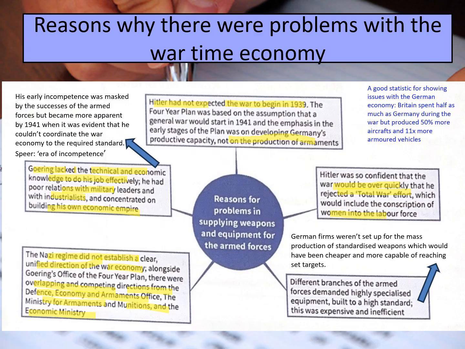Linked to that, and the fact that he didn't have good relationships with important people, we can see that here as well, where there were lots of different branches of the armed forces that all demanded highly specialised equipment built to a very high standard that was expensive and inefficient. What they needed to do was streamline the amount of weapons so that they could actually concentrate on mass production of those and make it much more efficient.